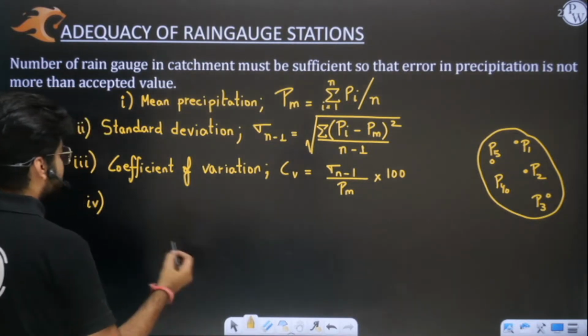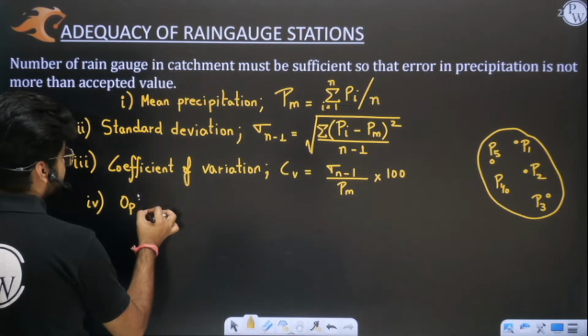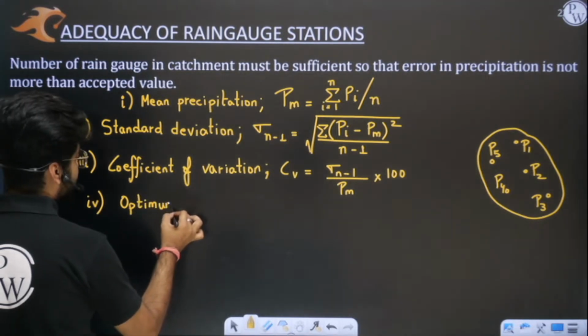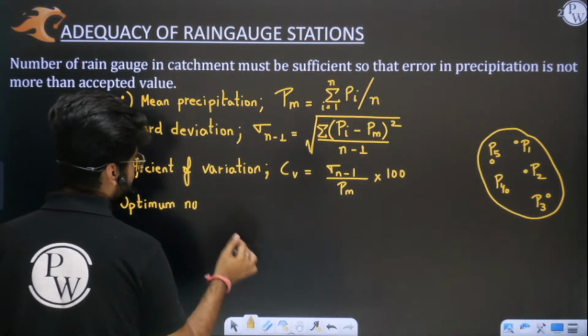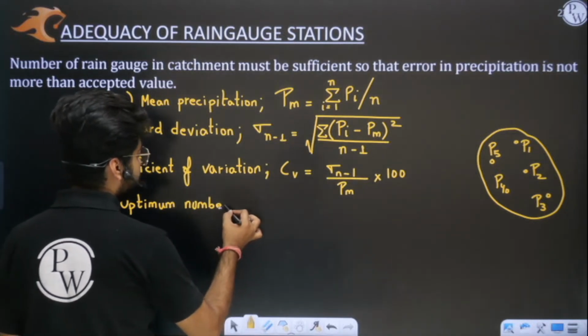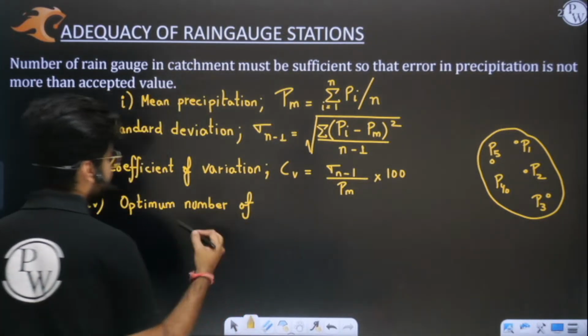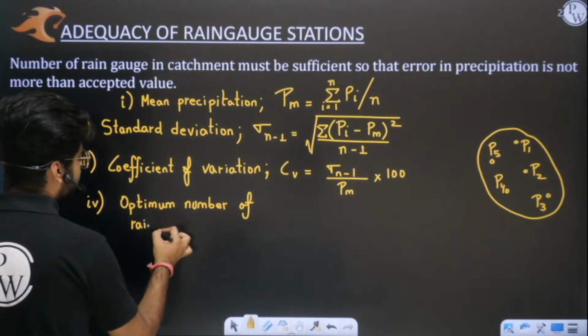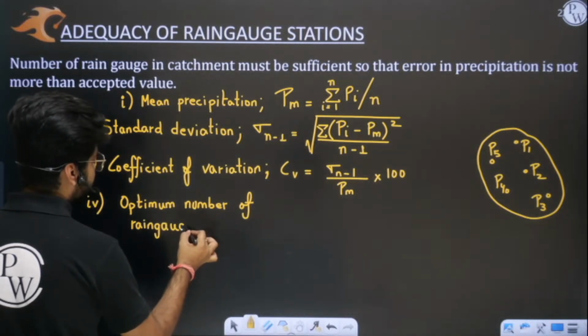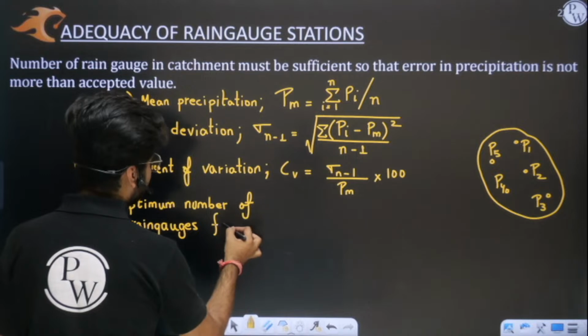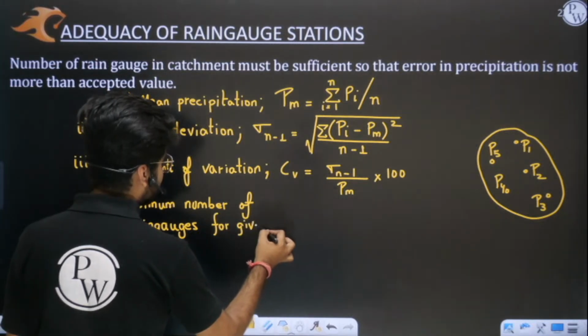The fourth point is none other than: what is the optimum number of rain gauges for a given error? Yes or no?